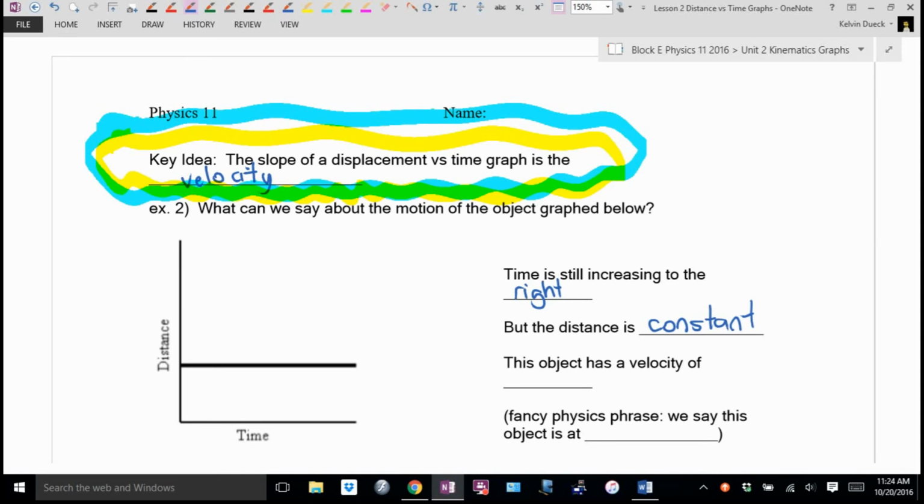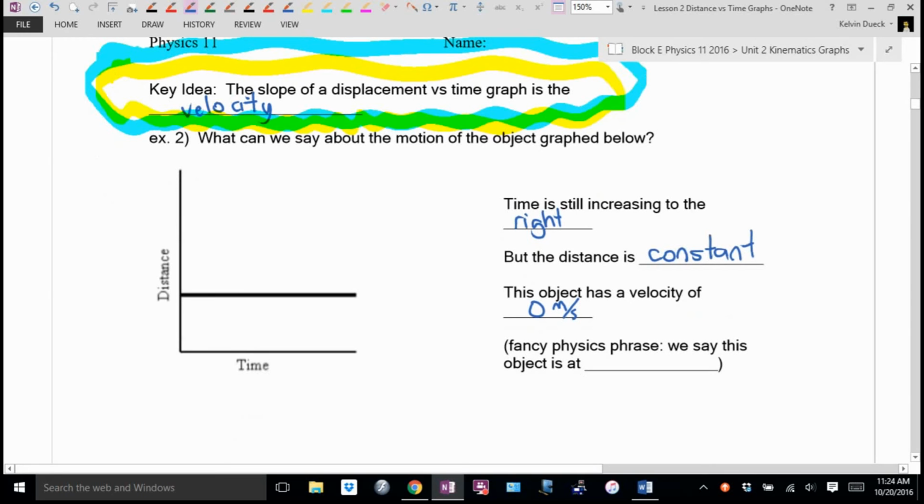0. In math, they tell you that a horizontal line has a slope of 0. In physics, I'm telling you it has to be, because if you're not going anywhere, your speed's 0. Okay? We have a fancy physics phrase. When an object is stopped, has a velocity of 0, we say that it is at rest. That's the phrase that I will use most often.